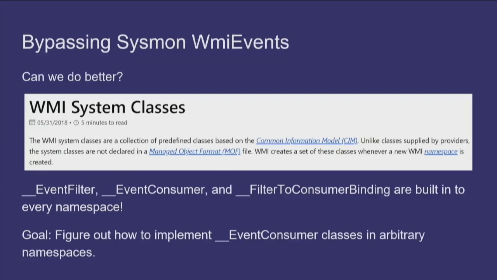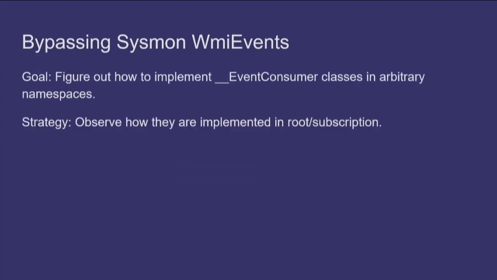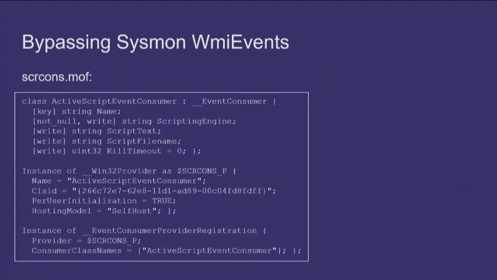And just to call out what the goal is here, I would like to perform WMI persistence in any arbitrary namespace, if possible, because traditional WMI detections up to this point are focused on namespaces. So if any namespace could be used, then we're going to need to do better with our detection somehow. So we need to figure out how to implement different event consumer classes. Ideally, I'd love to replicate the ActiveScript event consumer or command line event consumer in my namespace of choice. So I had to understand the implementation of ActiveScript event consumers in this case.